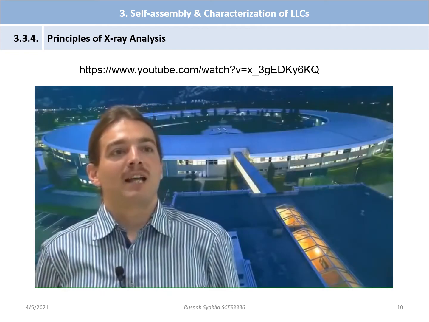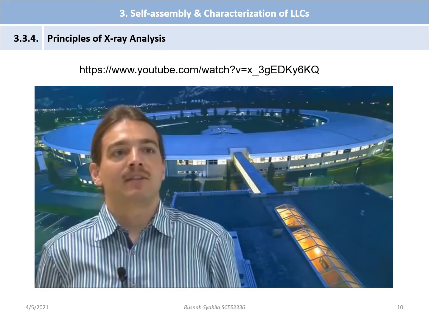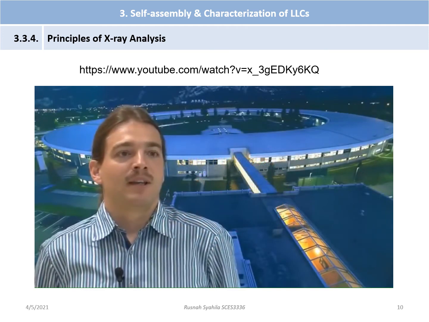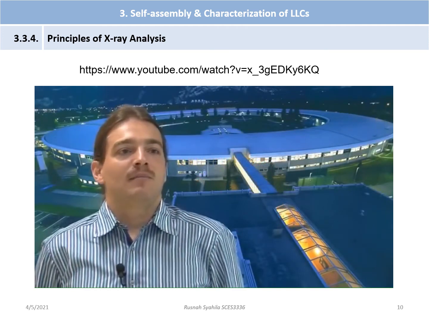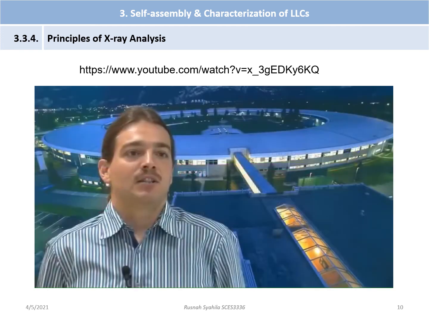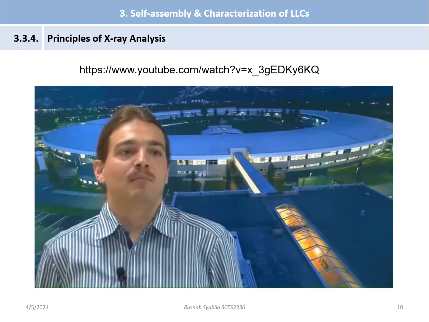An example for using high brilliance combined small angle and wide angle X-ray scattering is a study of a dilute unilamellar vesicle system, as it's often present in fabric conditioner. Typical of such a system is the transition from a liquid crystalline state to a gel state as a function of temperature. And there's a big interest to move this transition temperature down to low temperatures for high performance of the fabric conditioner.